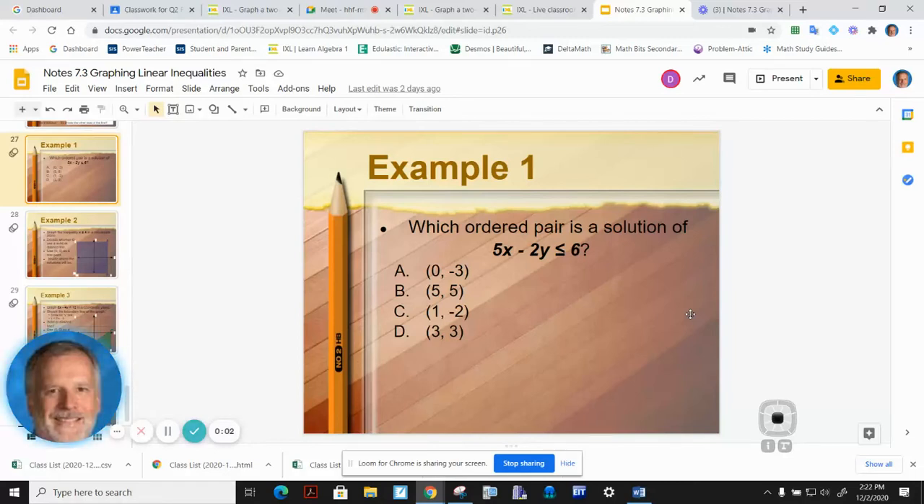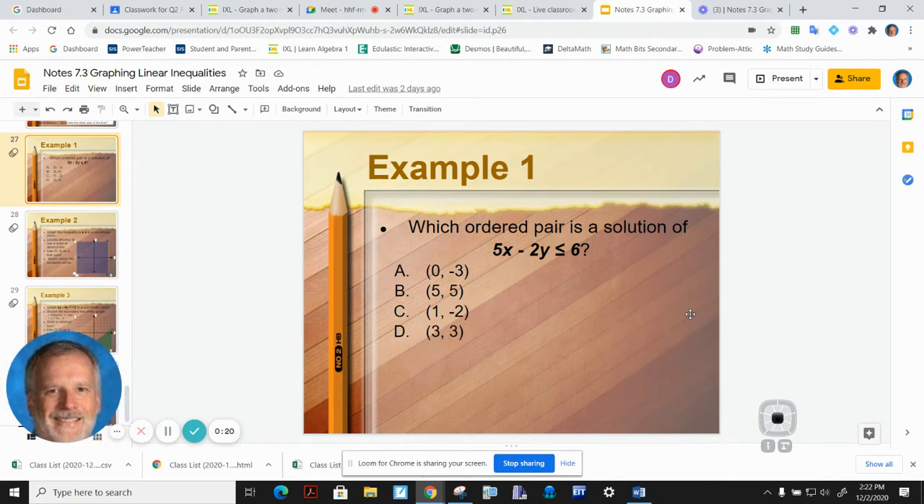Okay, so what we're looking at is graphing linear inequalities, and the first example is a pretty straightforward example. We want to find out which ordered pair is a solution if 5x minus 2y is less than or equal to 6. We've got 4 choices.